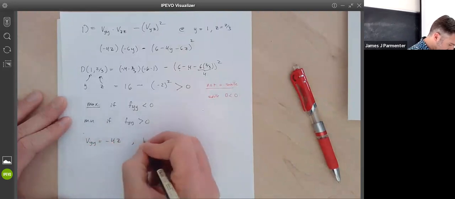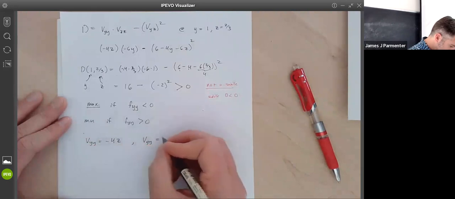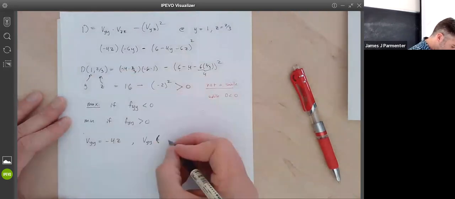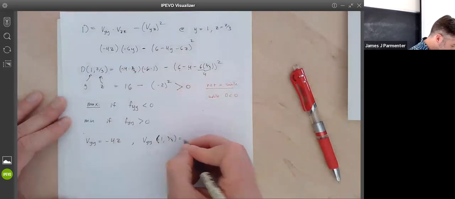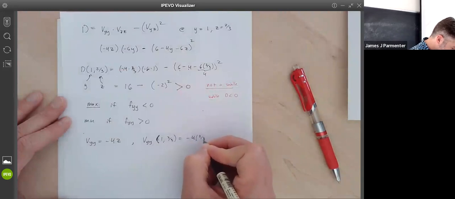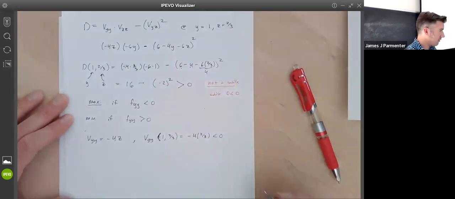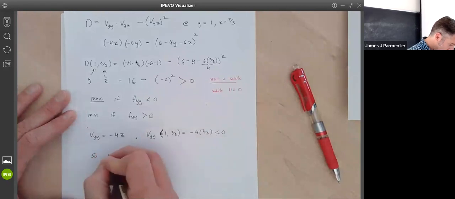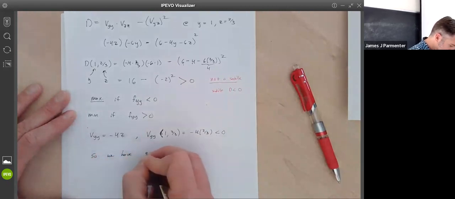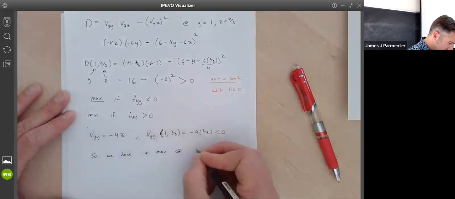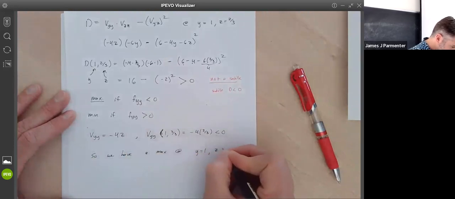And if I plug in the point 1 comma 2/3, it's definitely going to be negative, which means we have a maximum. So we have a maximum at y equals 1, z equals 2/3.